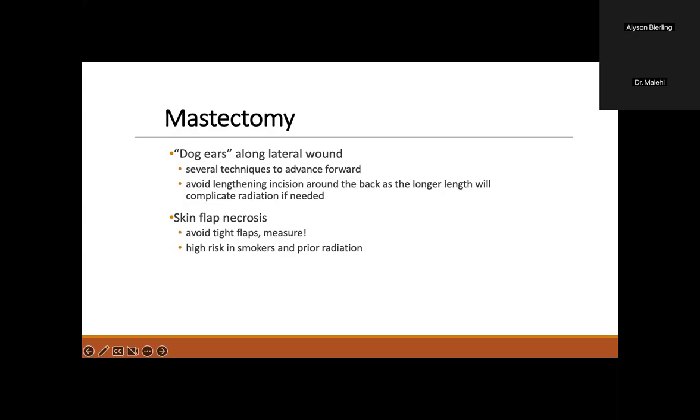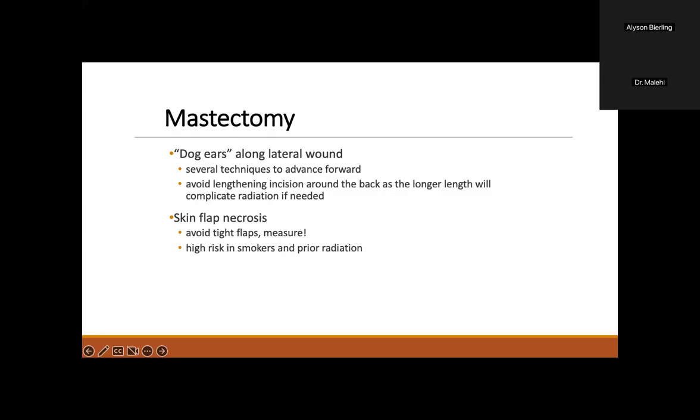Avoid the tight flaps. The tighter the flaps are, the greater the pressure in the skin. And so that'll make it harder for the blood flow to get all the way to the center. So the important thing is measuring out ahead of time how you're going to do your excision so that you take enough skin that you don't have redundant skin on the chest wall, but you leave enough skin that those aren't tight.